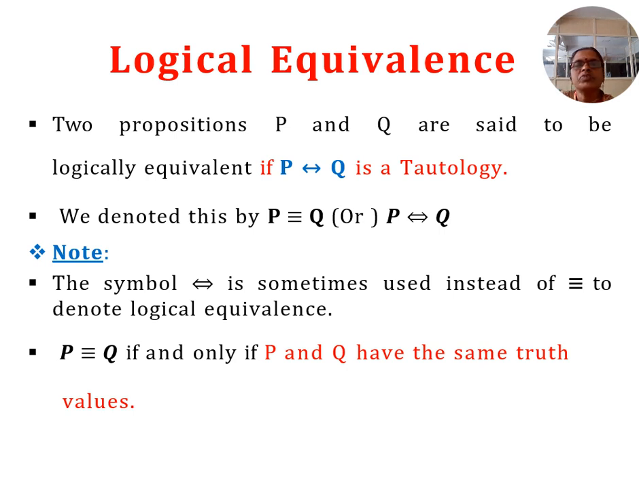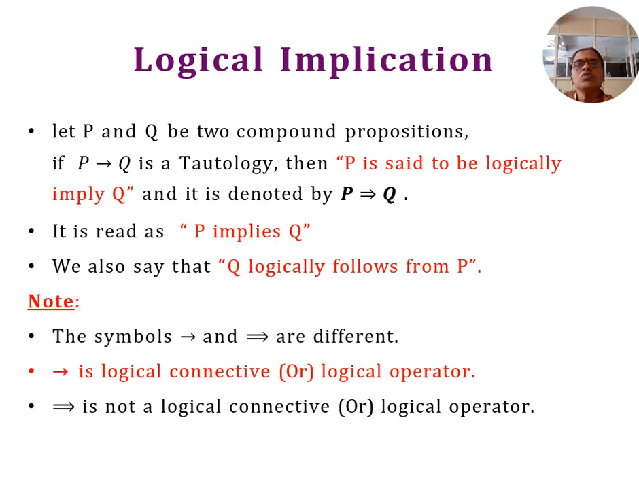Logical equivalence. Two propositions P and Q are said to be logically equivalent if P if and only if Q is a tautology. Or we can denote this as P is equivalent to Q. So the biconditional symbol is used instead of the equivalence. P is equivalent to Q if and only if P and Q have the same truth values. So for proving whether two compound propositions are equivalent, we can check by using a truth table. If both have the same truth values, we can conclude that the two compound propositions are equivalent.